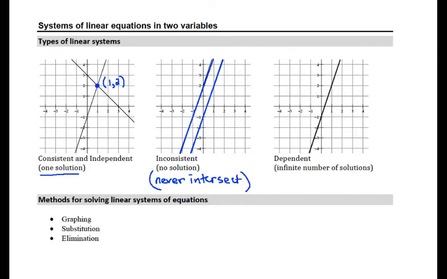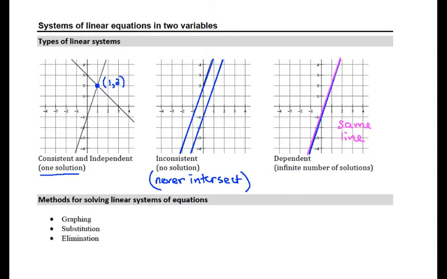The third case is what we call dependent. That's where if we were solving by graphing, maybe we would graph the first line, and then we would come through and graph the second line, and we would see that they are in fact the same line. Maybe the equations don't look identical at first because they're disguised, like solved for a different variable or multiplied through by a number, but they turn out to be equivalent equations.